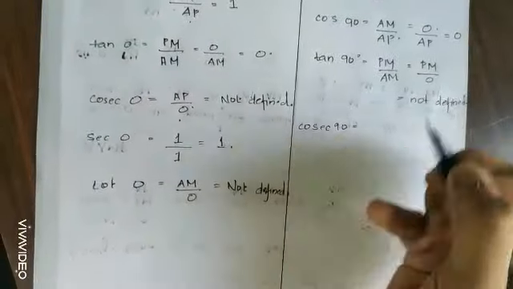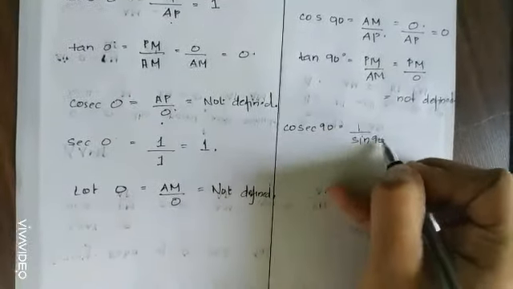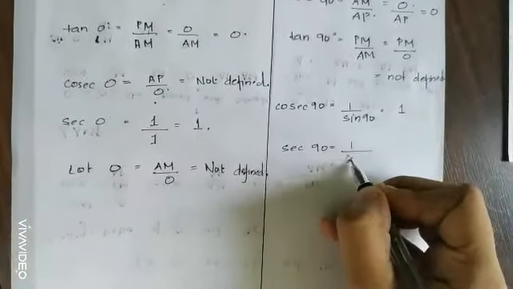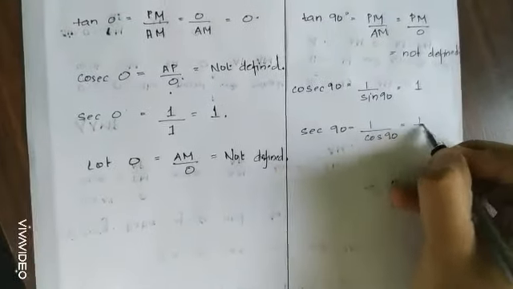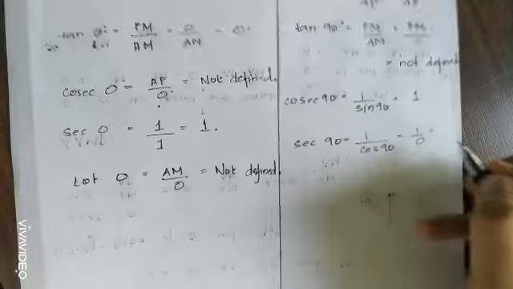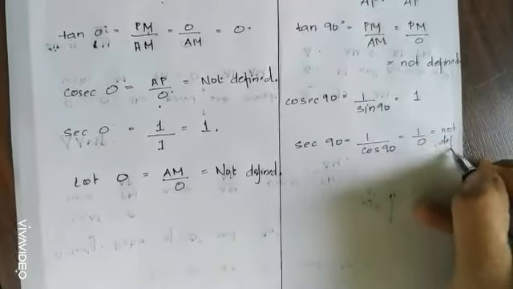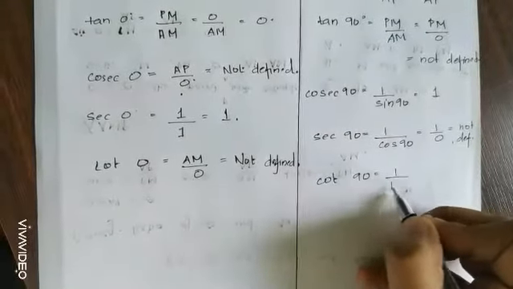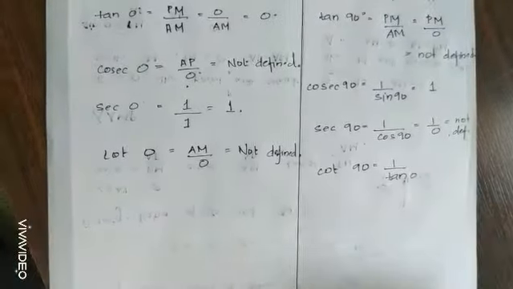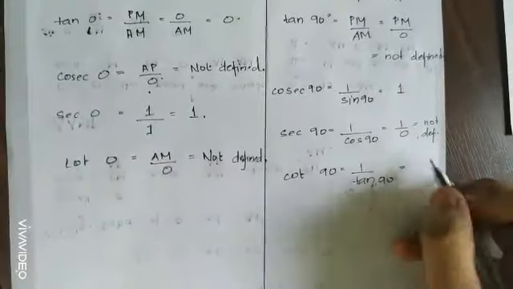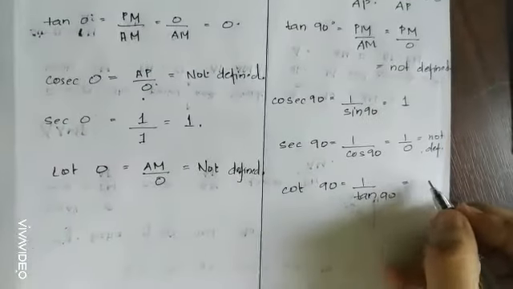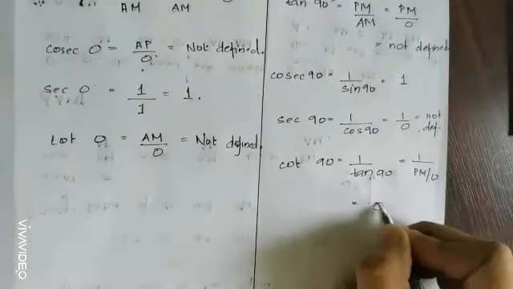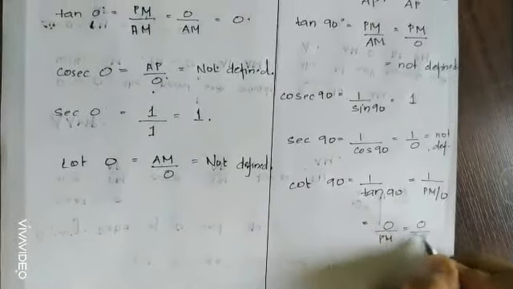Cosec 90 is the reciprocal of sine 90, that is 1 by sine 90. This is 1. Now sec 90 is reciprocal of cos 90. This is equal to 1 by 0, which is not defined. Now cot 90 is the reciprocal of tan, 1 by tan. Here we have 1 by not defined, that is 1 by PM by 0. This is equal to 0 by PM. This implies 0.